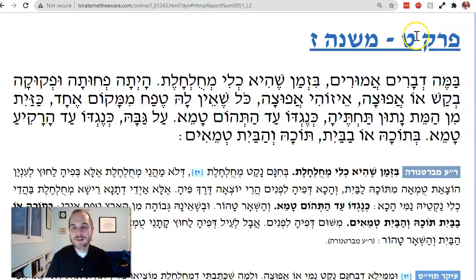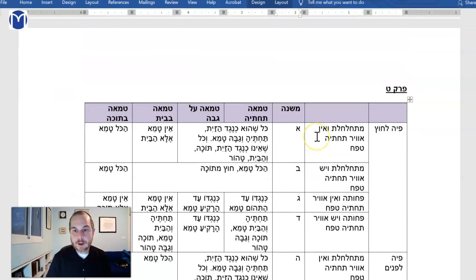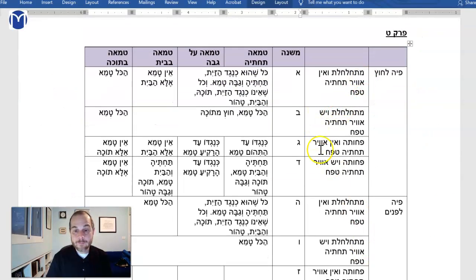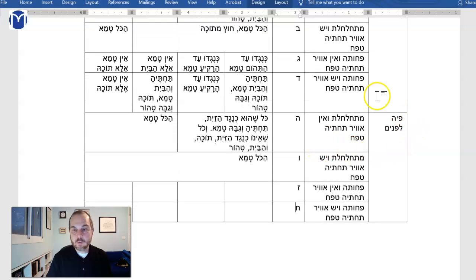All right, we're on Oholot, Perek Tet, Mishnah Zayin. Let's just remember that we're talking about, we'll go to our chart that we had. We're talking about this case of the kaveret, and we're now in the part of the kaveret where we're talking piha lifnim, right? It's facing inside the house, as we'll see. And the first two Mishnayot we were talking about was mitchalchelet, okay? And there's no avir under it, there's not a tefach, or there is an avir.